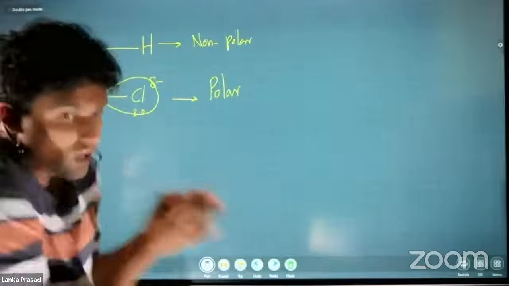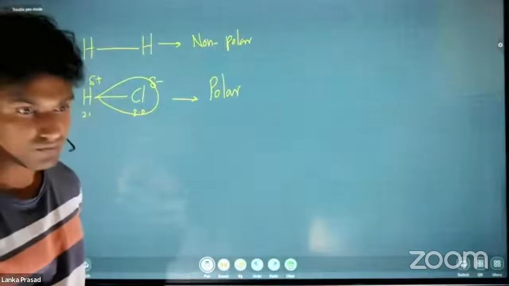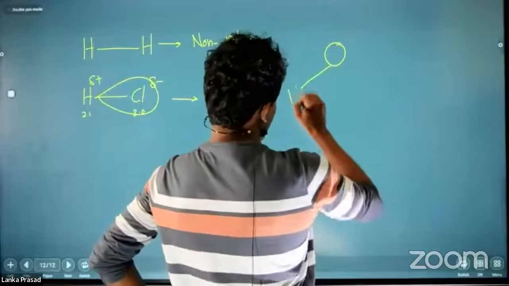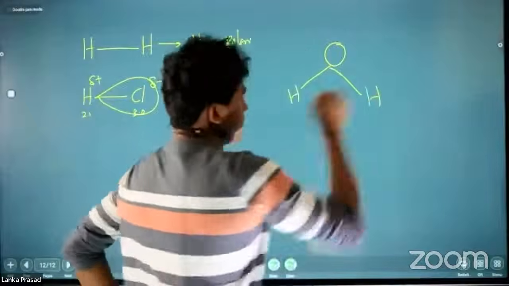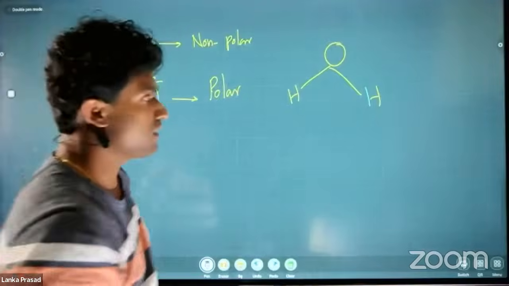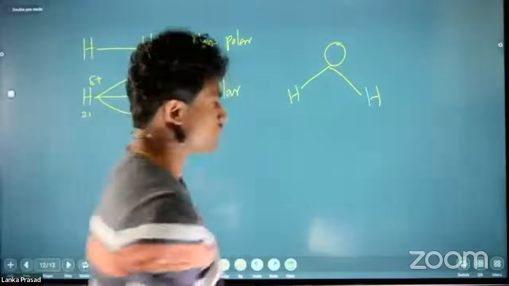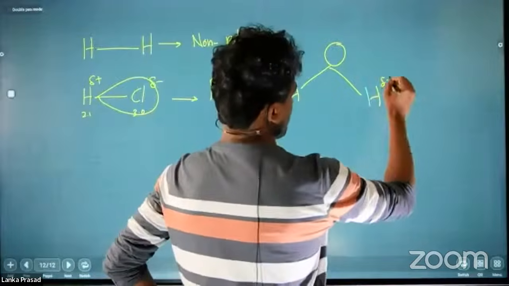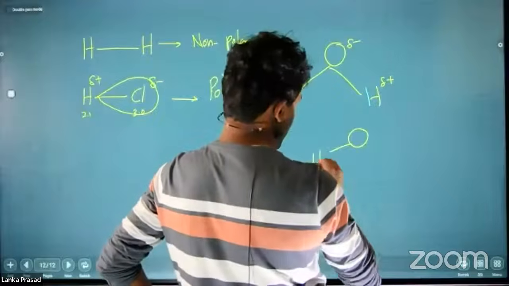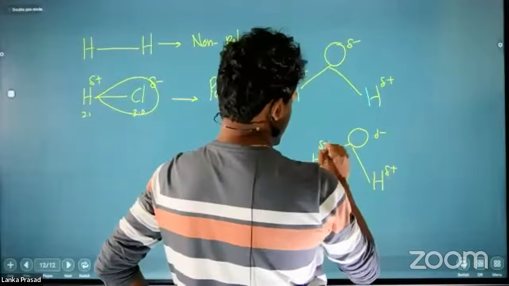If it is a polar one, there should be an electronegativity difference. Looking at that, H2O: different atoms mean there should be a polarized molecule. Comparing, oxygen has the highest electronegativity and hydrogen is the lowest. Delta plus, delta minus, delta plus: here H, O and H.